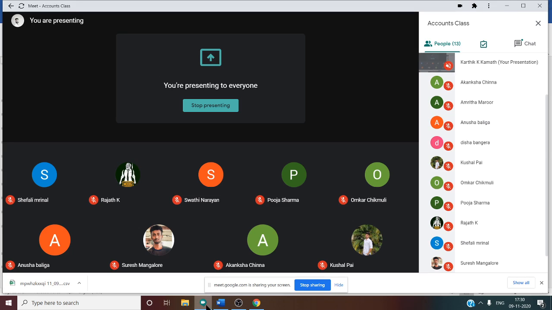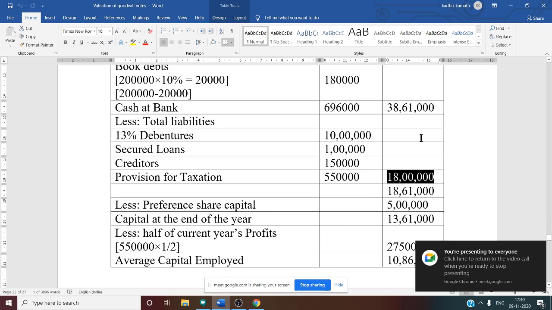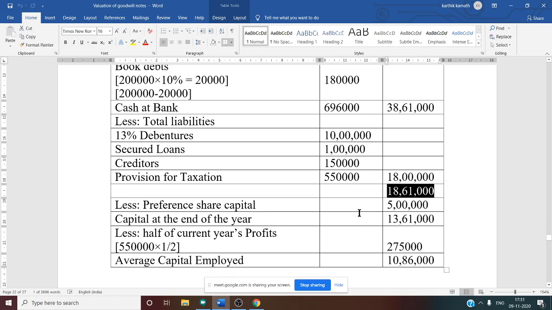How to get the net asset answer? Asset minus liability. 38 lakh 61,000 minus 18 lakh, you will get 18 lakh 61,000. But in the net asset method, you know, there is deduction of preference share capital, redemption premium of preference shares and arrears of preference share dividend. In this question, there is no information about redemption premium or arrears of dividend, but only one information we know.